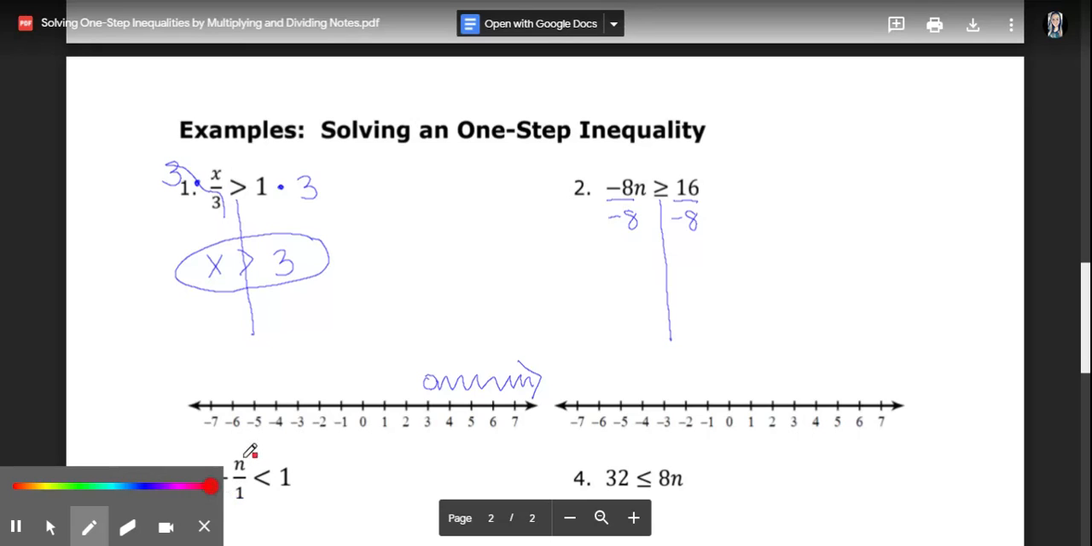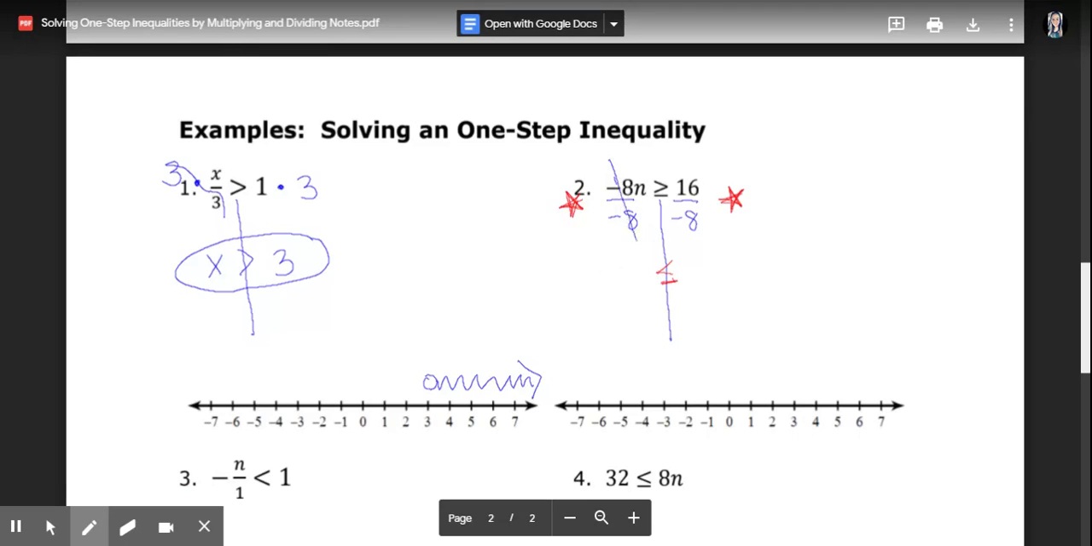So just off the bat, to be careful with my notes, because I know I'm dividing by a negative, I always put a little star or something here, just so I remember I have to switch my symbol. So instead of saying greater than or equal to, I automatically flip it and make it say less than or equal to. You have to switch the symbol anytime you multiply or divide by a negative number. Then you can finish the problem.